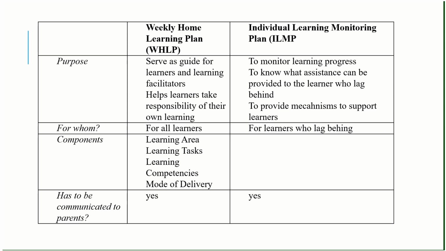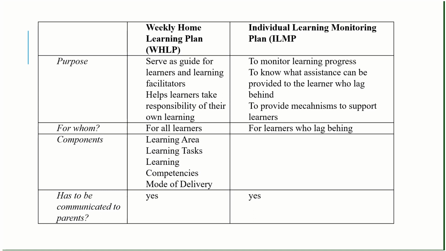So these are the differences: weekly home learning plan and the individual learning monitoring plan or ILMP. The purpose: the WHLP serves as a guide for learners and learning facilitators. It helps learners take responsibility of their own learning. While the individual learning monitoring plan, the purpose is to monitor learning progress, to know what assistance can be provided to the learner who lags behind, and to provide mechanisms to support learners.